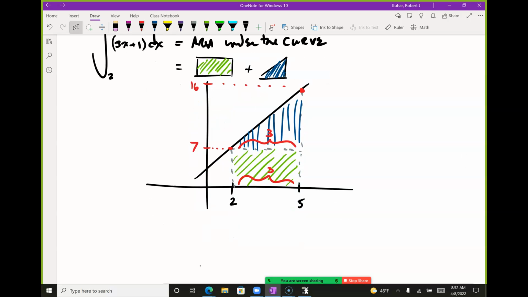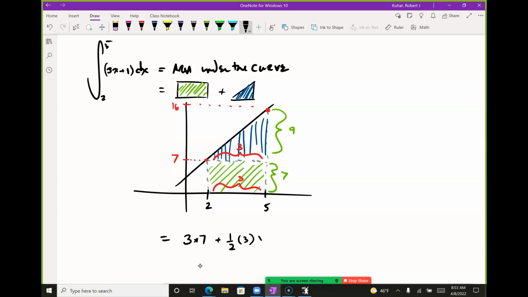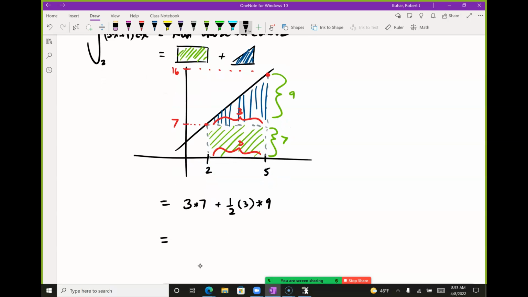So how tall is my rectangle? 7. How tall is my triangle? 9, because the total height's 16. Yes, everybody with me here? Yeah, so far so good. So I get my area is 3 by 7 for the rectangle, plus 1/2 the base times the height, so 1/2 of 3 by 9. So that's 21 plus 27 over 2.